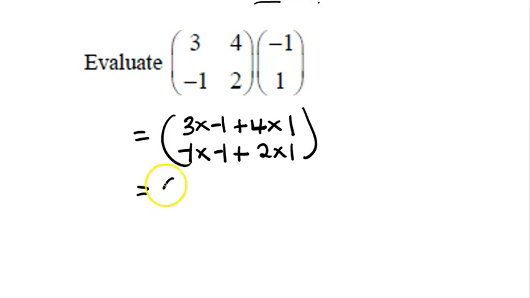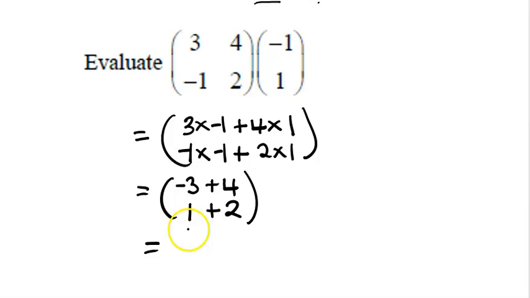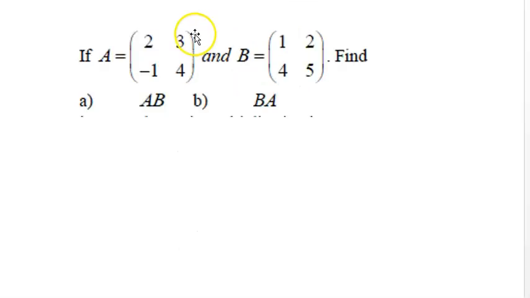Okay. So we have 3 times minus 1 is minus 3. 4 times 1, that's 4. Minus 1 times minus 1, you have 1. Plus 2 times 1, you have 2. So let's put them together. Minus 3 plus 4 is 1. 1 plus 2 is 3. That is the answer.